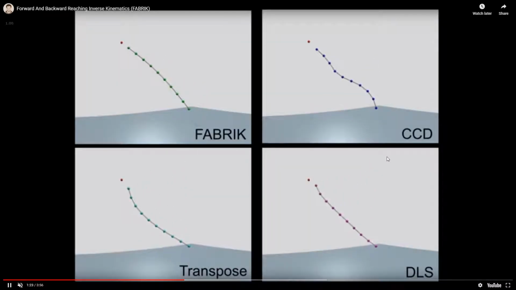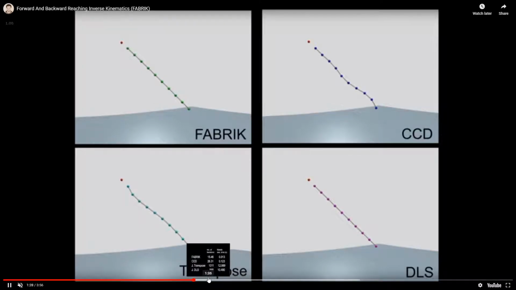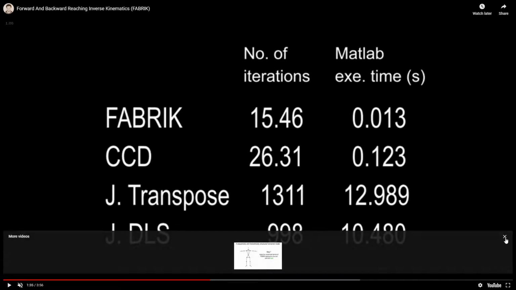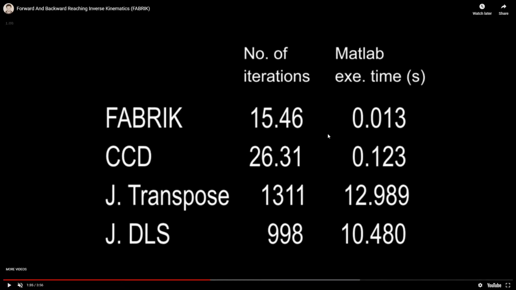Anyway, this is a video that you can check out if you're interested in the comparisons. What they find basically is that Fabric runs very quickly. It doesn't require many iterations before it figures out an ideal pose. And in terms of the amount of time it takes, it runs quickly enough that you could run it every single frame, which is why game engines use it.